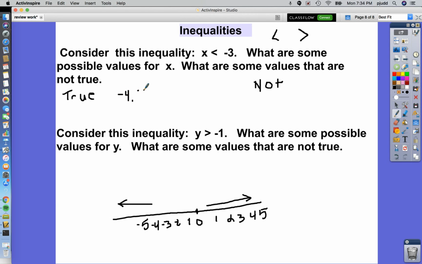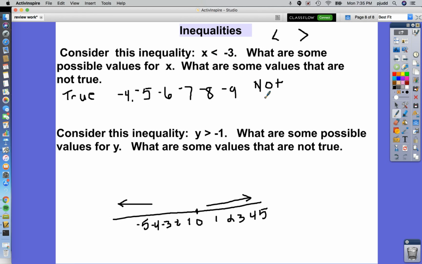-5, -6, -7, -8. All of these would be true statements. -9. So if I keep going to the left on the number line, all of those negative numbers would be true statements. They are all less than -3.